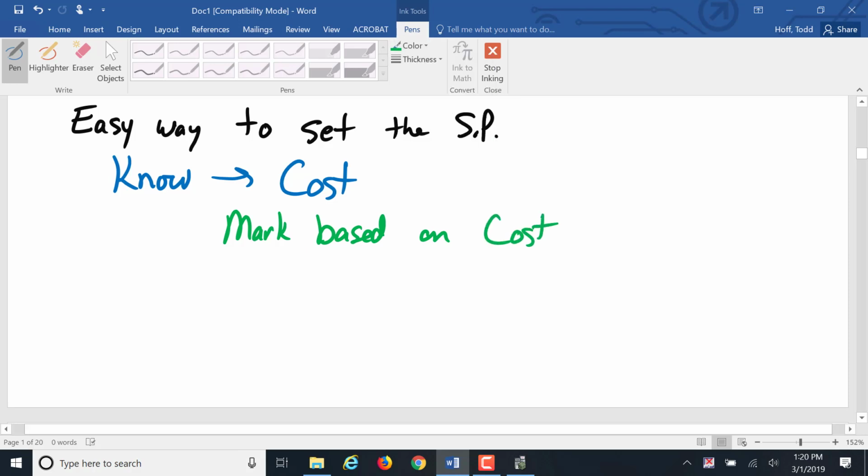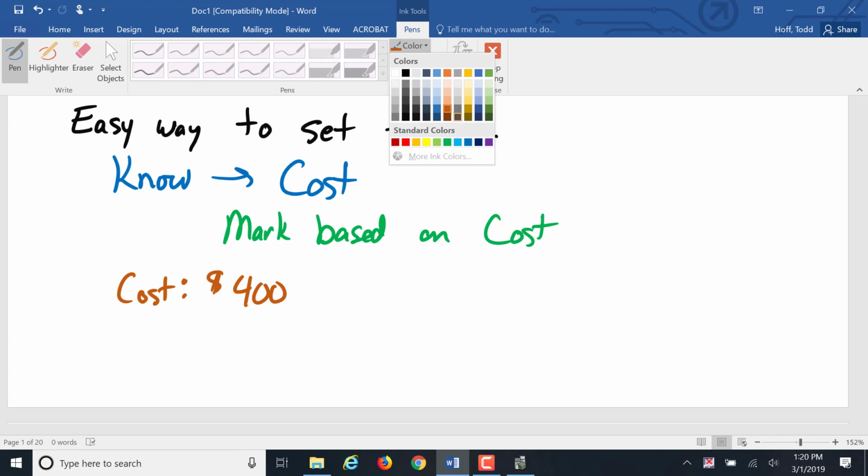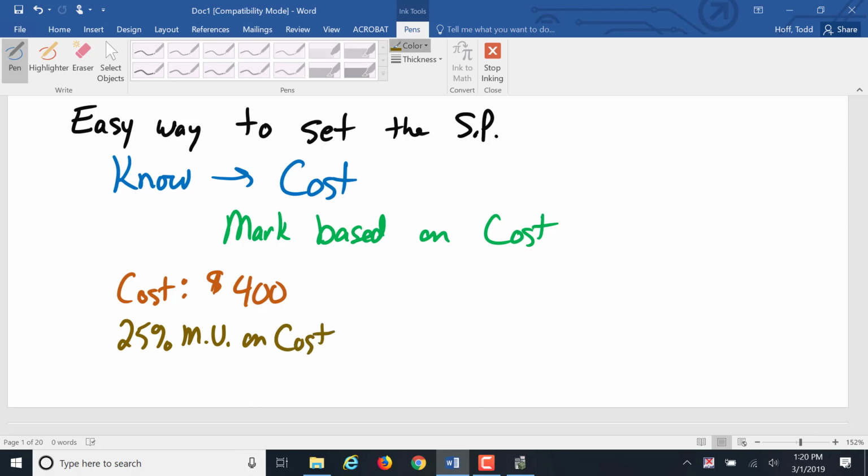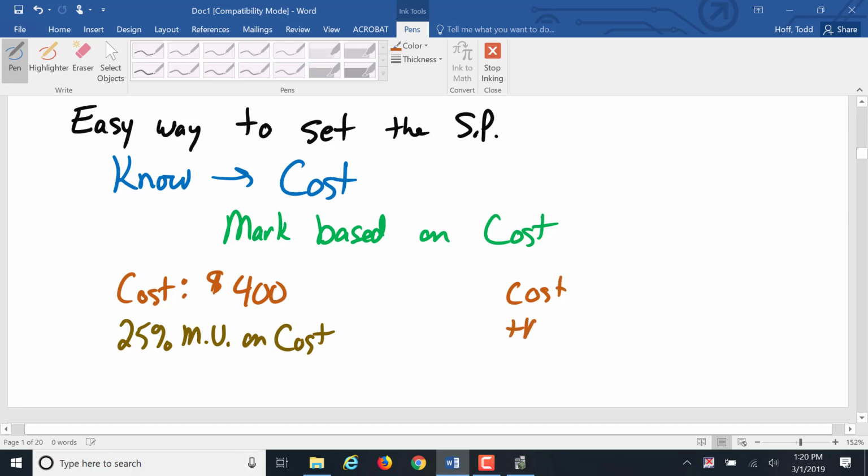If we had a product that was $400 cost, and let's say we decide that in order to cover our overhead and expenses and make a small profit, we need a 25% markup on cost. We would set that price: cost plus markup equals selling price.